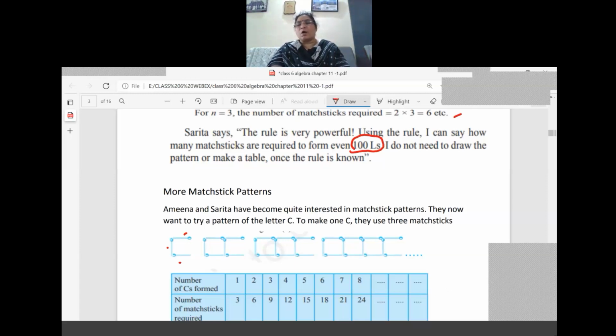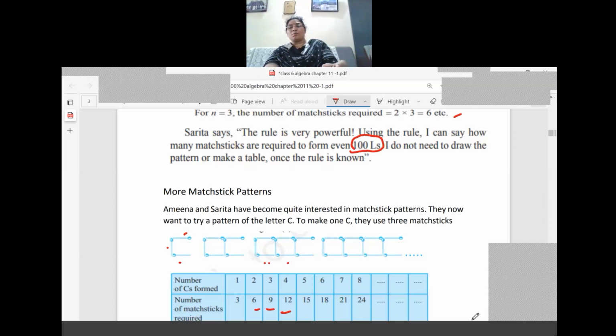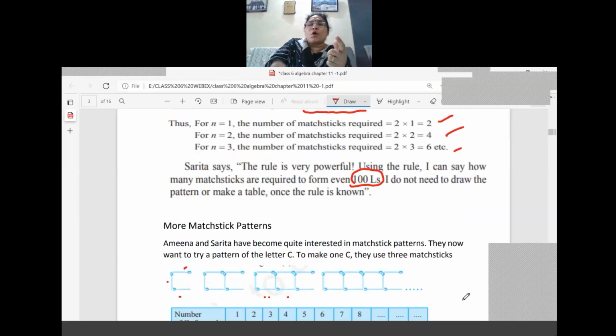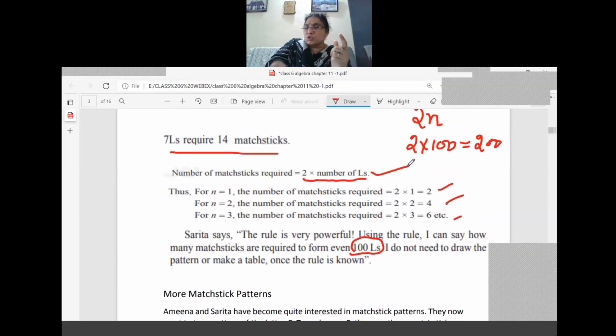So in one C, how many matchsticks are there? 3. Now it comes to two C's. One more C is added there. So 3 plus 3, 6. Again, 3 C's to make: 1, 2, 3. How many matchsticks is the result? 9. Again, 4 means 12. So you can observe that we are getting a multiple of 3. After observing this pattern, 2n was required for making which one?